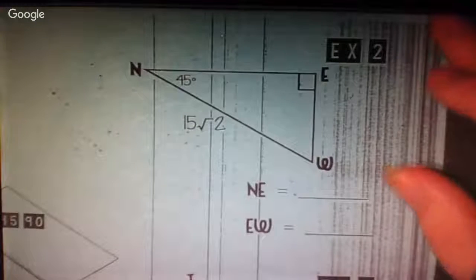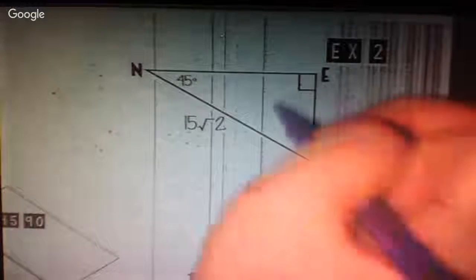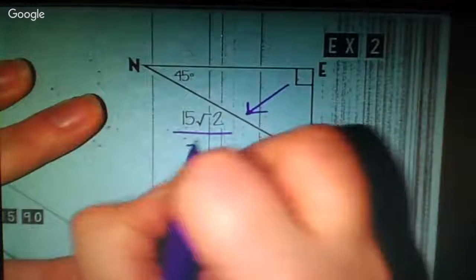So let's scoot over to example 2. This time they give us what? They give you the hypotenuse. Okay, so normally to go from a leg to the hypotenuse, we multiply by the square root of 2. So to go from the hypotenuse backwards, we divide. So to get your legs then, I divide this by the square root of 2.